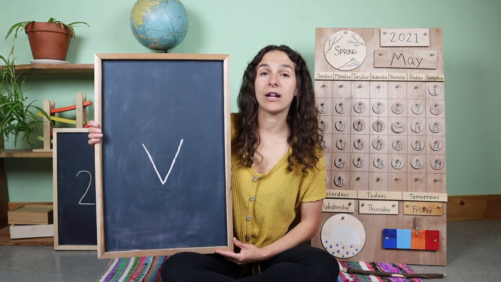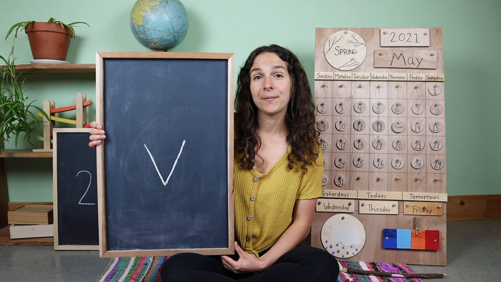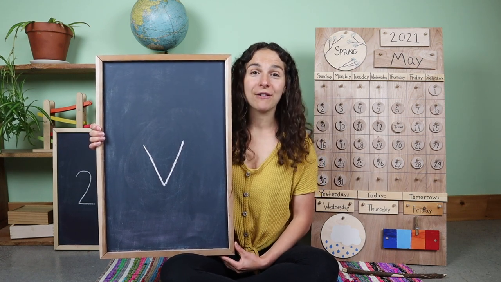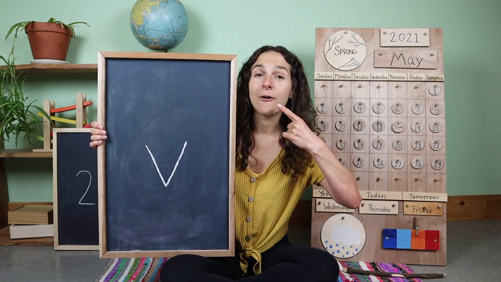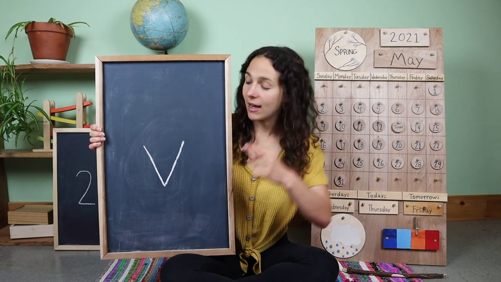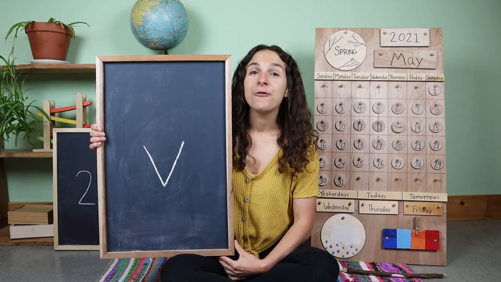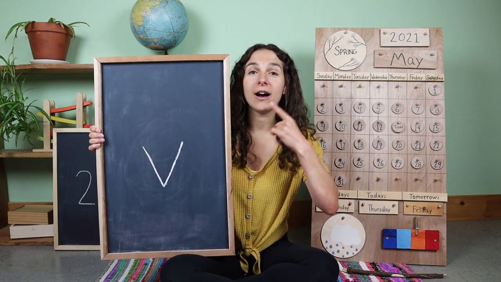This week we have been learning all about this letter. Can you make the sound for me? And let's make that sound together on the count of three. One, two, three. V. V. This is a lowercase V. And V says V. V.